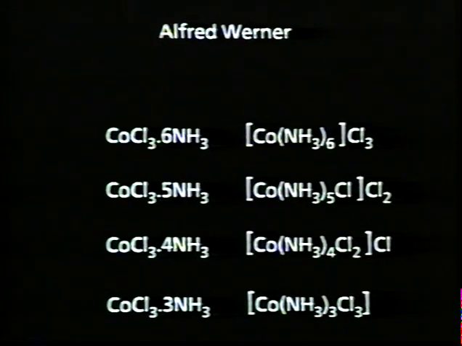Alfred Werner was able to look at the chemical formulae that you see listed there of cobalt-3 chloride with different numbers of ammonia molecules and come to the conclusion that in all of those 4 compounds, cobalt had the same 2 valencies. He called them primary and secondary valencies, but we now call them oxidation state and coordination number. In each compound, you see the cobalt has an oxidation state of +3 and a coordination number of 6.